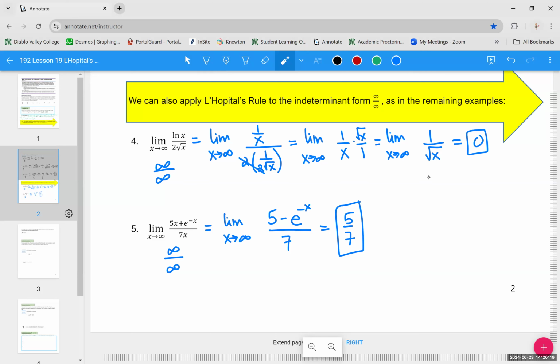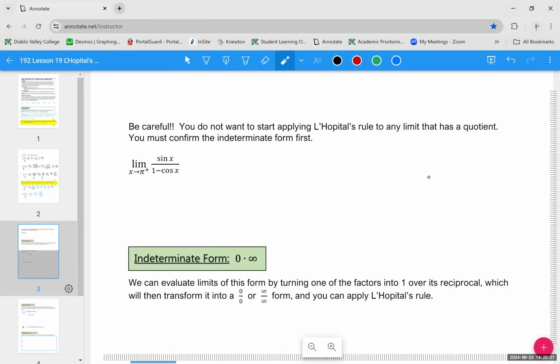Okay, just a word of caution. When you start learning L'Hopital's rule, you want to make sure that you don't start using it in places that you can't. So for example, if we have the limit as x approaches pi from the right, doesn't really matter, of sine of x over 1 minus cosine x.